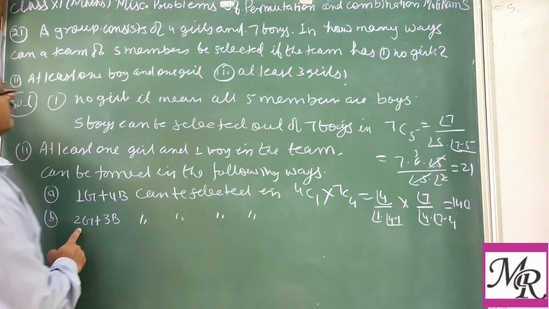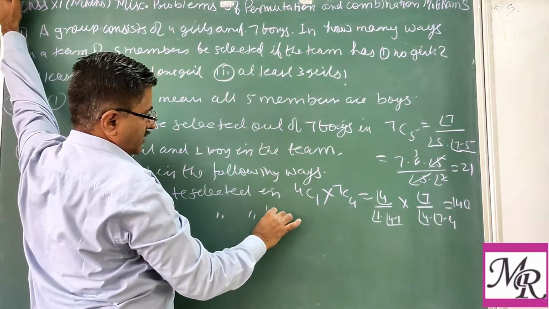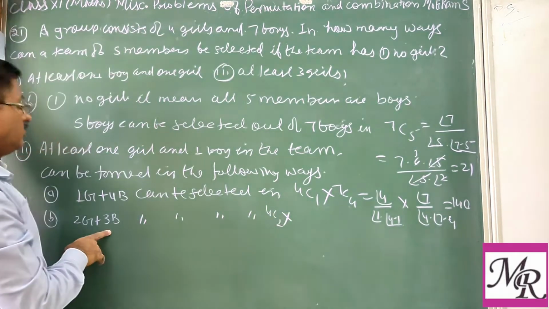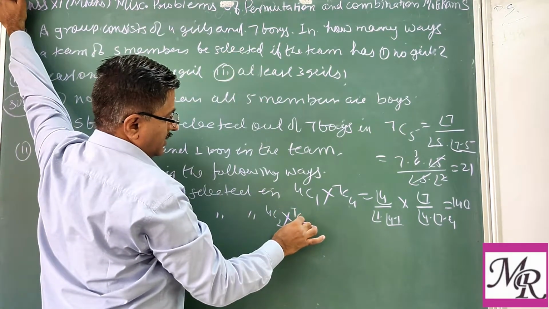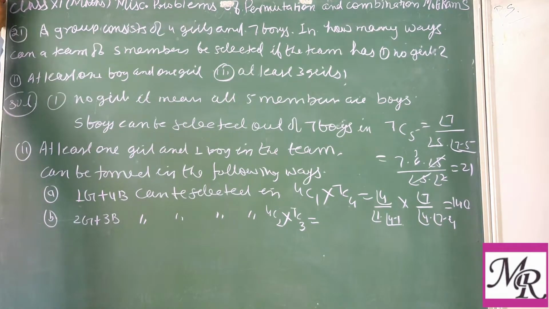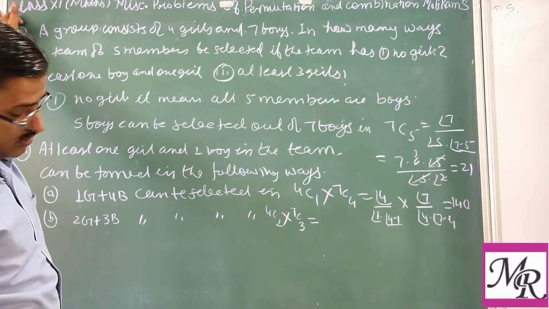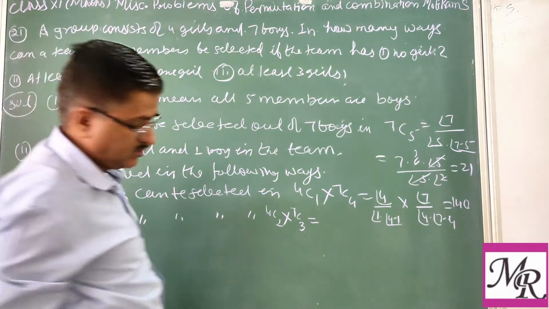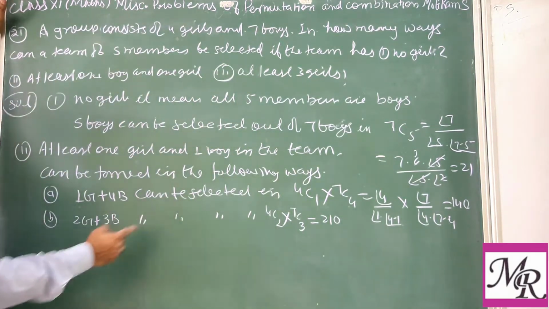Now out of 4 girls we have to select 2 girls, that is 4C2, into we have to select 3 boys out of 7, then 7C3. So again use the formula of combination and simplify. That will give you 210. If you simplify, this is 210. I am writing down. You can do the rough work and solve this.